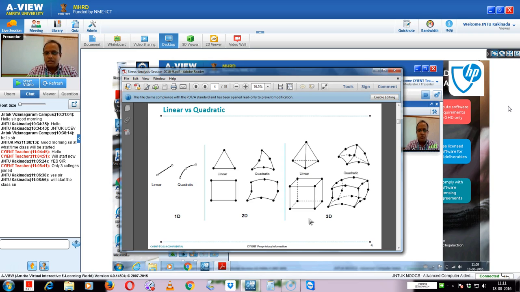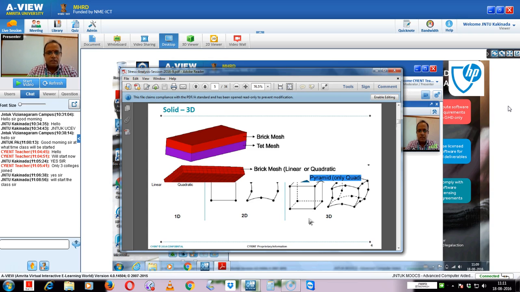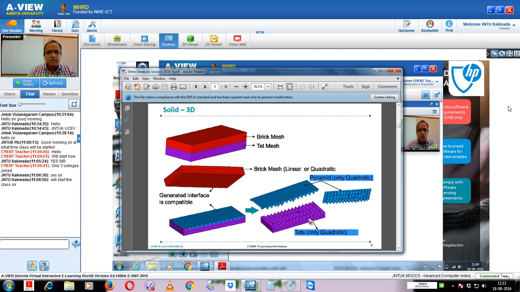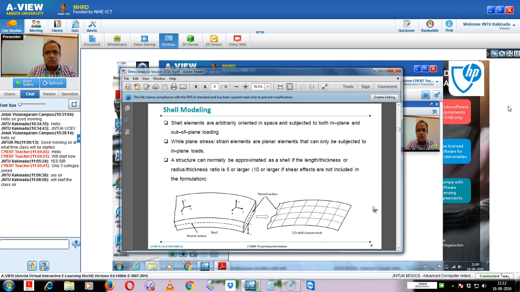Apart from tet and brick, we also have pyramid elements, and we discussed modeling strategy when you try to do a hybrid mesh with both brick and tet mesh. We also discussed shell modeling. I just want to give more emphasis on shell modeling. Typically, both shell modeling and plane elements will use area elements only.